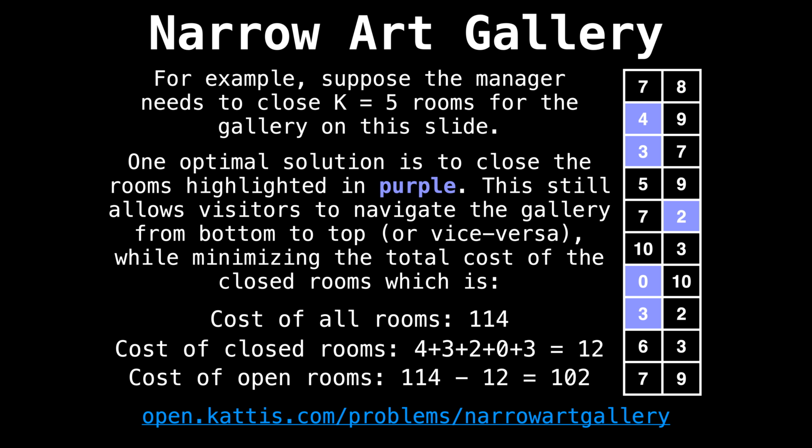Notice that we can focus on minimizing the cost of closing K rooms to maximize the overall cost of open rooms by simply subtracting the cost of all the rooms by the cost of closed rooms. So from now on, we'll just be focusing on minimizing the cost of closing K rooms for simplicity.